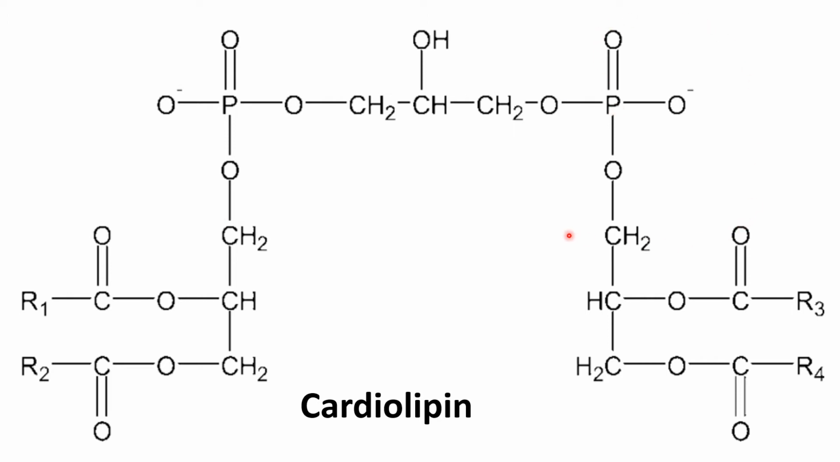This is the structure of cardiolipin, and cardiolipin is exclusively found in the inner mitochondrial membrane, as I discussed in the previous slides, and it has a role mainly in the production of ATP from the reduced coenzymes or from the reducing equivalents, and also it interacts with the electron carriers in the electron transport chain.